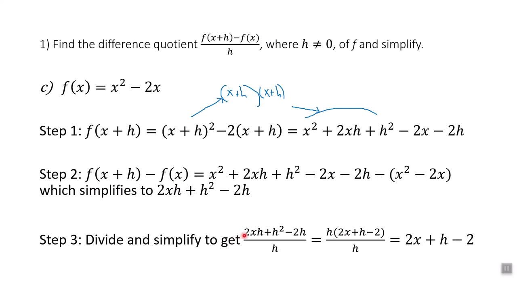So when we write 2xh plus h squared minus 2h all over h, it's easy just to start canceling your h's all just randomly. I encourage you to take that extra step where you factor an h out of everything from the numerator. Then you can see exactly what you're doing as you're canceling these. The h's cancel. We'll get 2x plus h minus 2 as our difference quotient.